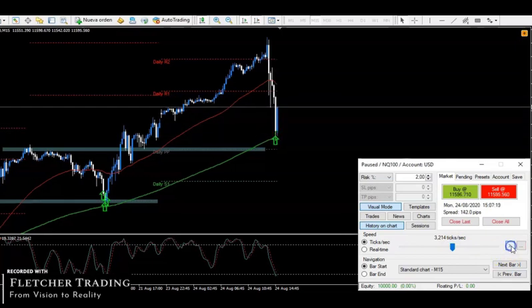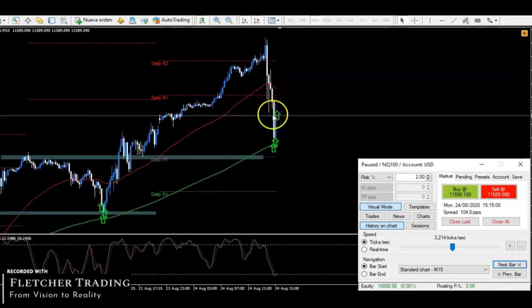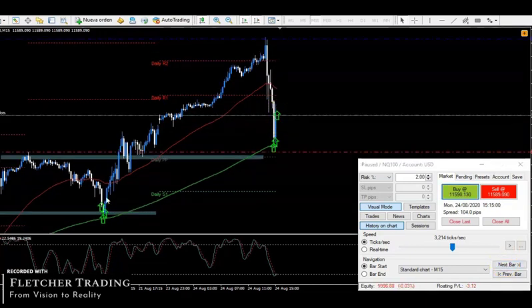So as we can see here, price is coming down, so I'll just pause this, and we're just going to click to go to the next bar. Okay, so this bar is closed now. So we're currently in an uptrend here. As we can see, we've got higher highs and we've got higher lows.